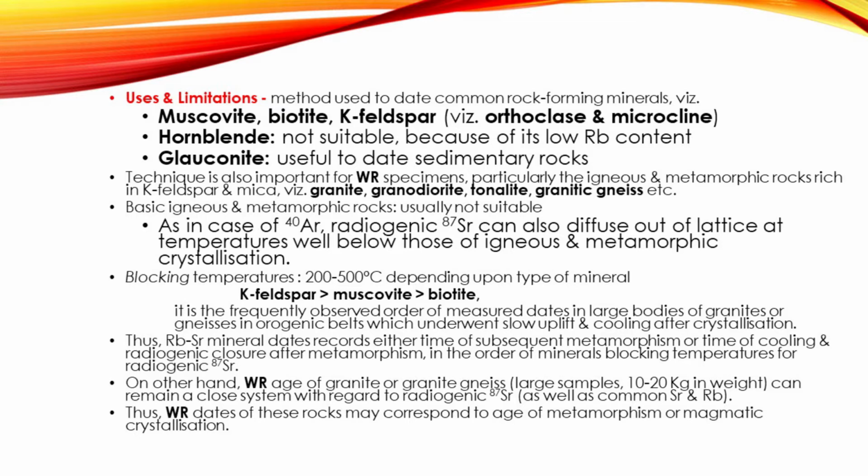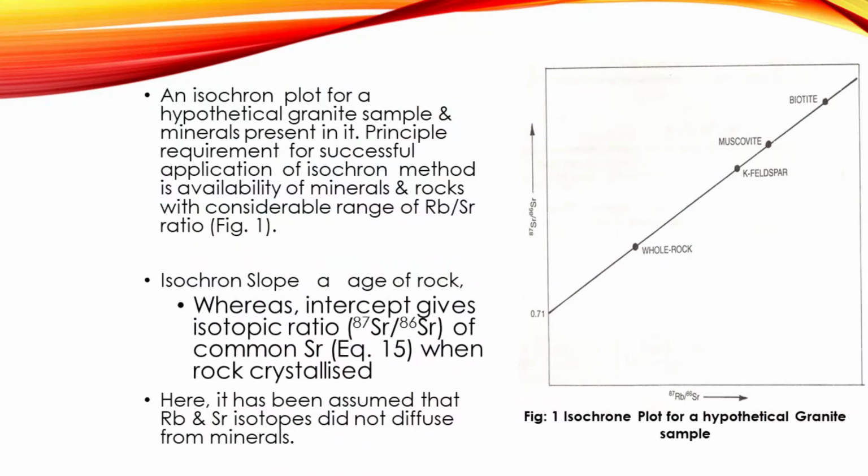Figure 1 here represents an isochron plot for a hypothetical granite sample and minerals present in it. Here the basic requirement for successful application of the isochron method is the availability of minerals and rocks with a considerable or significant range of rubidium-strontium ratio. The slope of the isochron is proportional to the age of the rocks, whereas the intercept gives the isotopic ratio strontium-87 by strontium-86 of the common strontium when the rock crystallized. We can refer to this from equation 15. In this case, it is to be assumed that rubidium and strontium isotopes did not diffuse from the minerals.